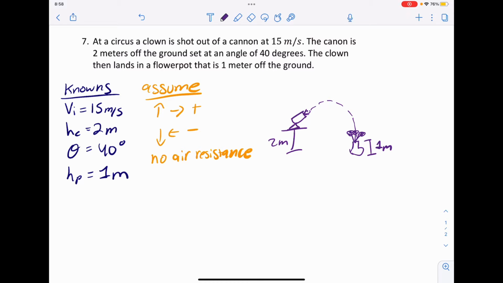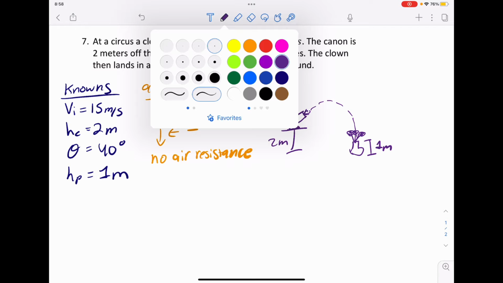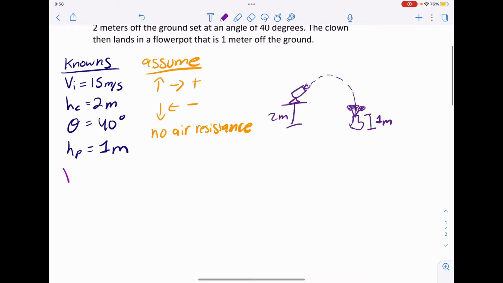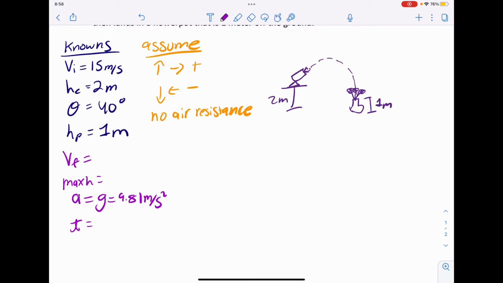So let's solve for everything. What are we missing? We're missing V final and max height. What else are we solving for? We know acceleration is gravity, 9.81 meters per second squared, right? Is there anything else we know? Oh, we're missing time, and we're missing displacement. Okay, so that's everything.